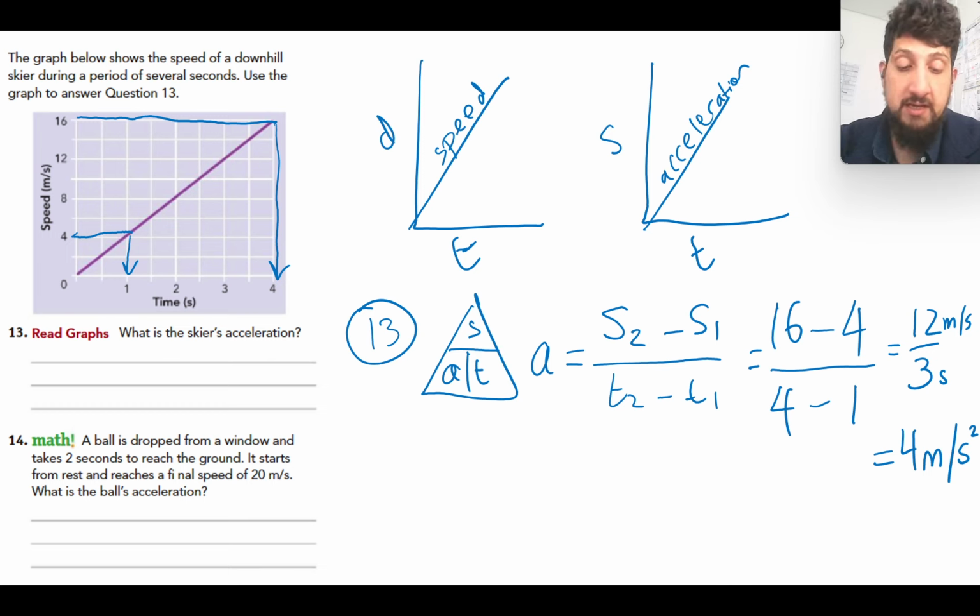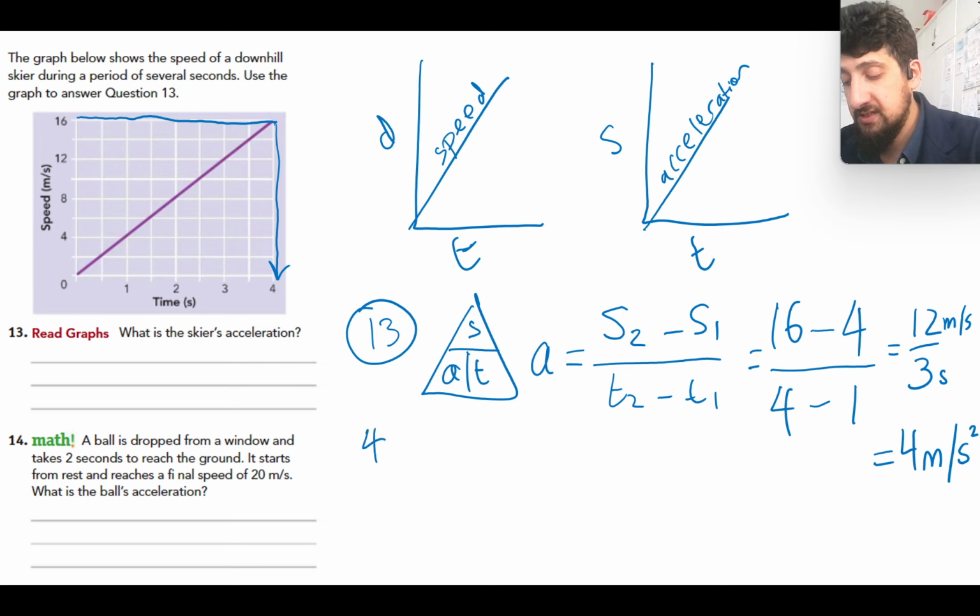And you'll get the same answer if you go 16 minus 0 divided by 4. If you go 16, instead of going to 1 second, you go to 0 here, it's going to be 16 over 4, which is also 4. Or if you decide to go 12 divided by 3, or 8 divided by 2, or 4 divided by 1, any of those is going to give you the same answer. Right, let's go to question 14.